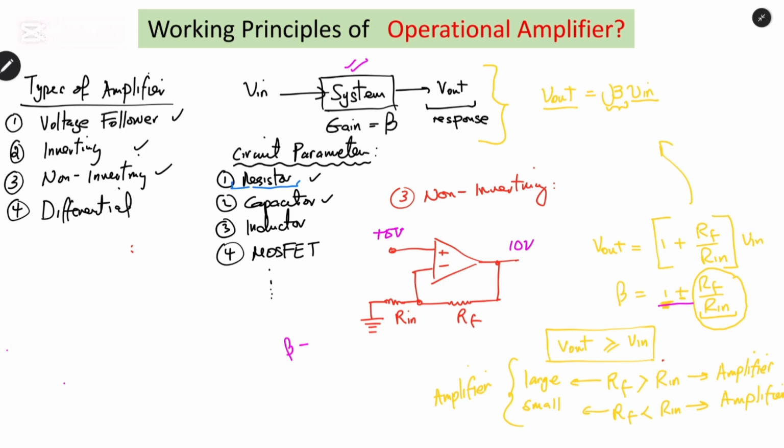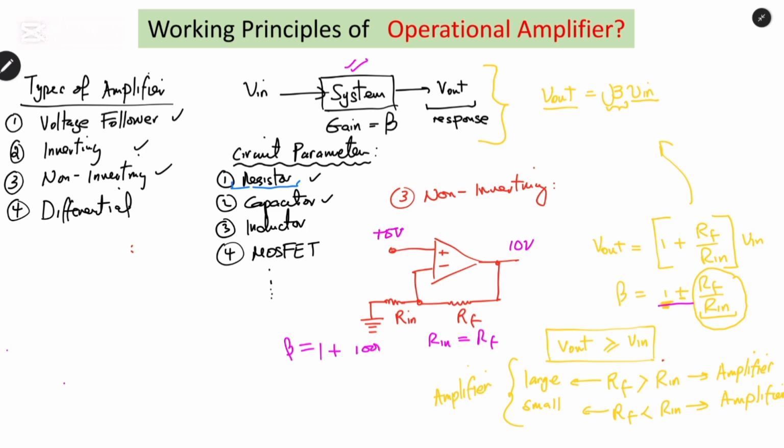So if you are to design, you will have to select these two values of the resistor, because we want to achieve the beta, which must be 2 times greater than the input. So we can have 1 plus the value of RF. That means if you want to obtain 1, that means 1 plus 1 will give you 2. That means Rin must be equivalent to RF.